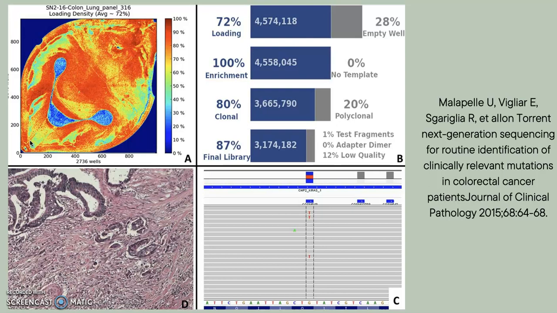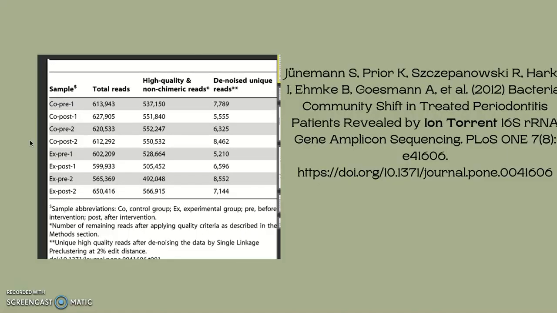This paper was looking at bacterial community shifts in treated periodontitis patients through Ion Torrent 16S rRNA gene amplicon sequencing. This table is a summary of the sequence process. In the gene amplicon sequence, they targeted the V6 hypervariable region, which corresponded to positions 984 to 1047 in E. coli. And there was a total of over 4 million sequence reads per sample and 314 chips on the Ion Torrent machine.